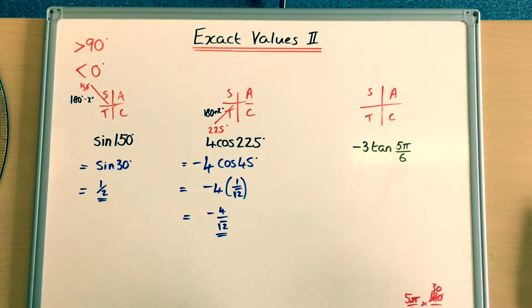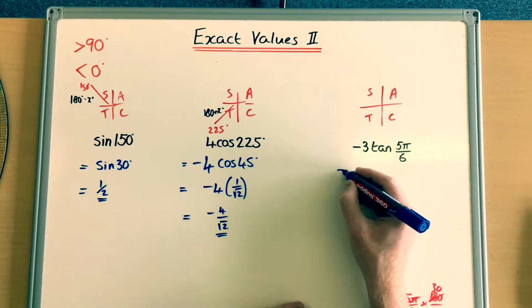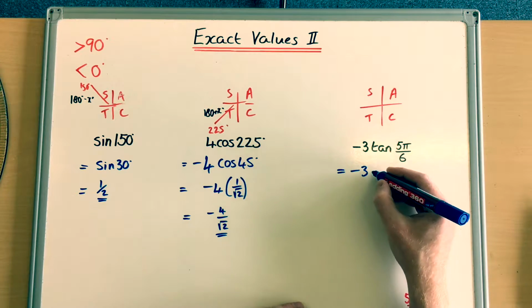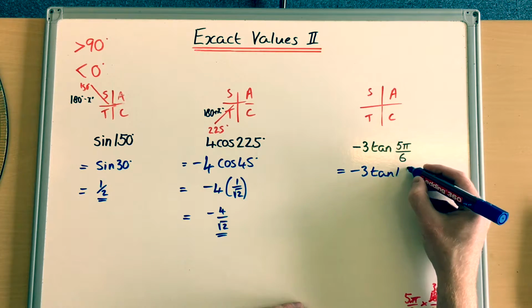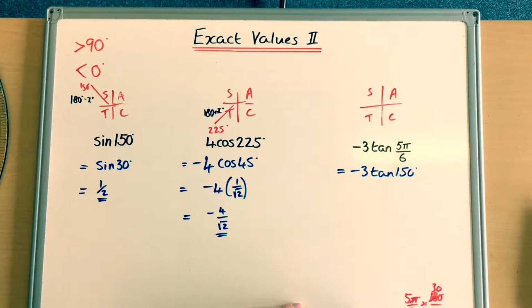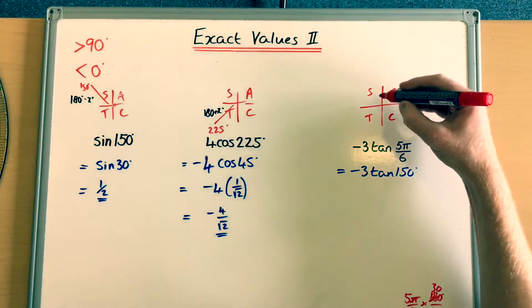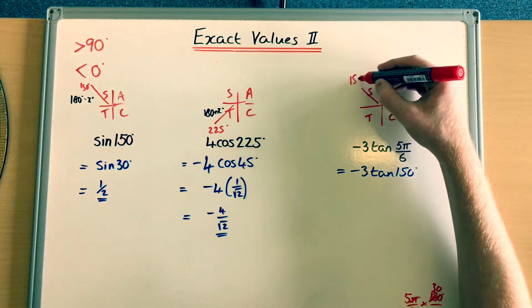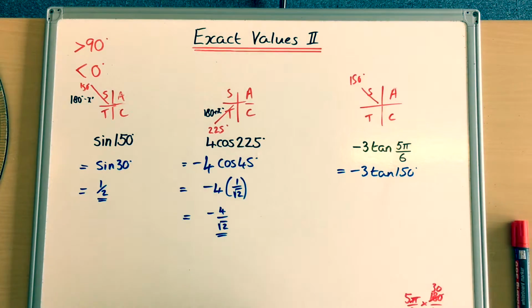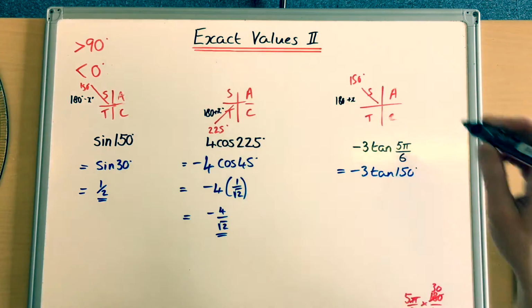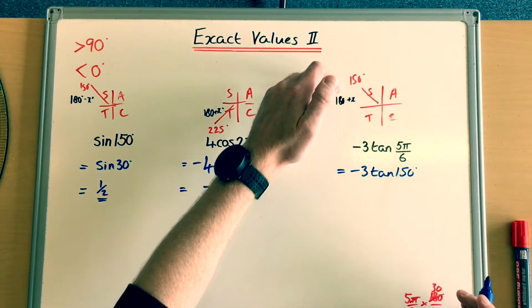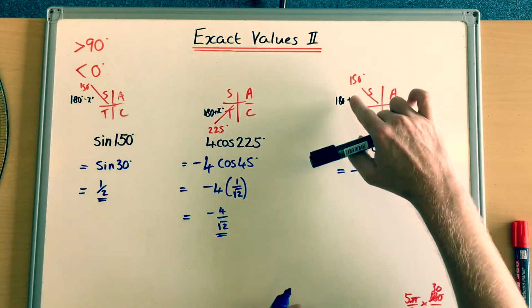So first thing is, before I'm even going to use my CAST diagram, this is the same as asking what is minus 1 of tan 150 degrees. So 150 degrees is back in this quadrant. Now, my instruction in this quadrant is 180 plus x. So that means that, sorry, it's not, it's take away x.